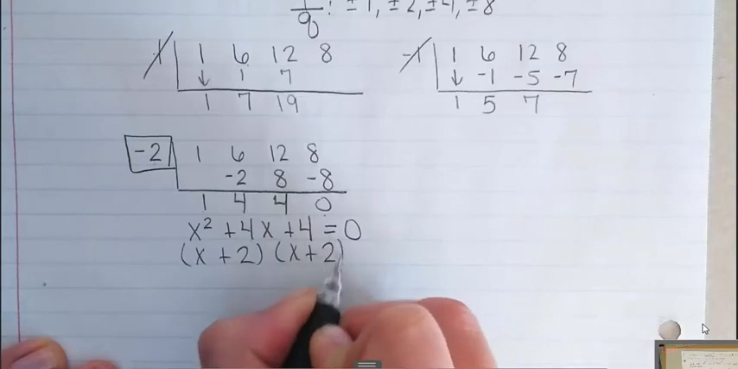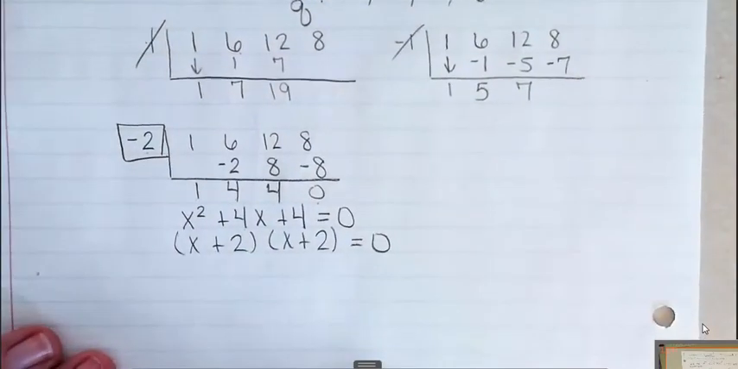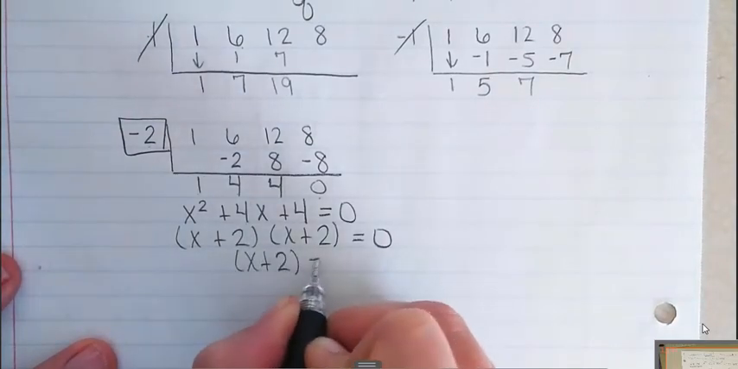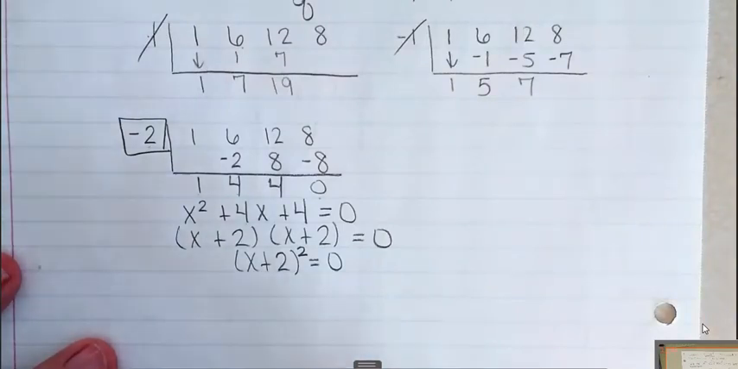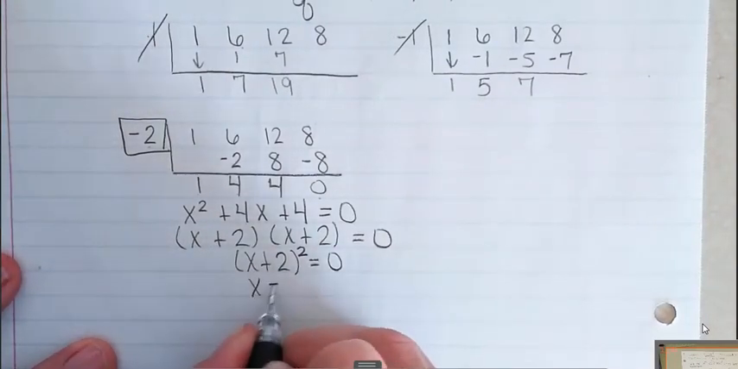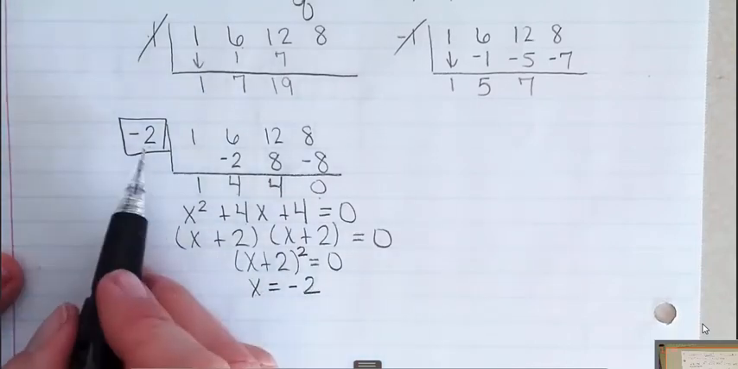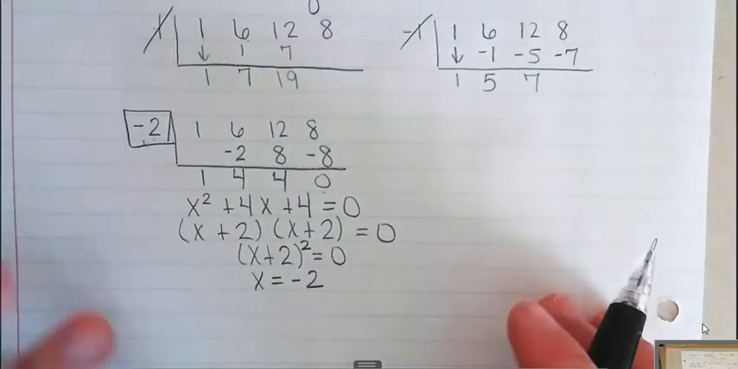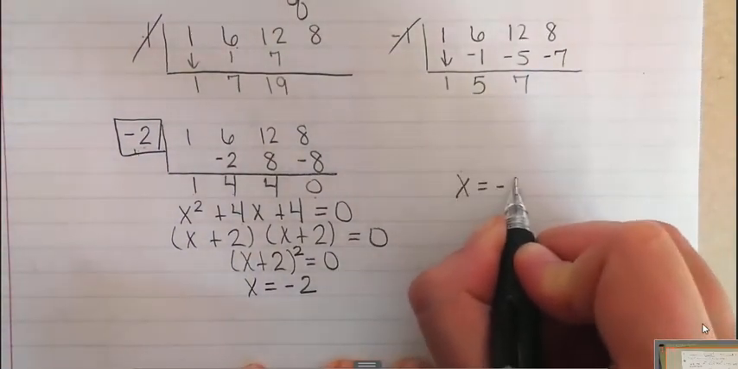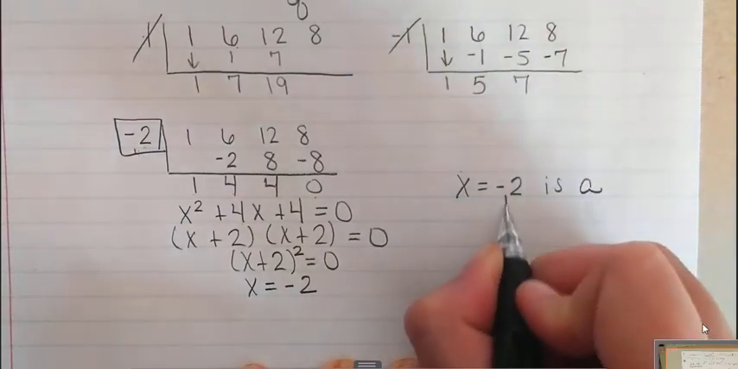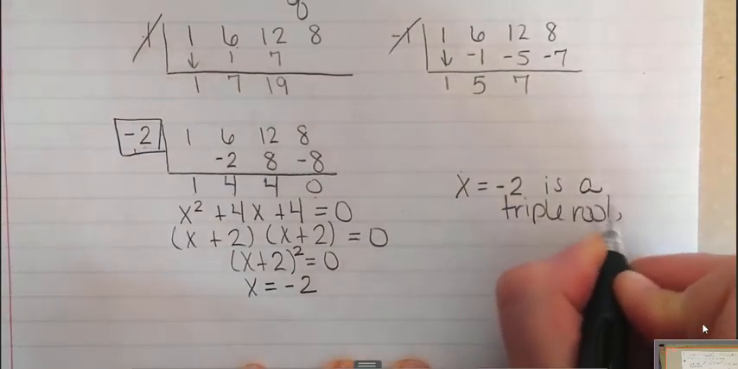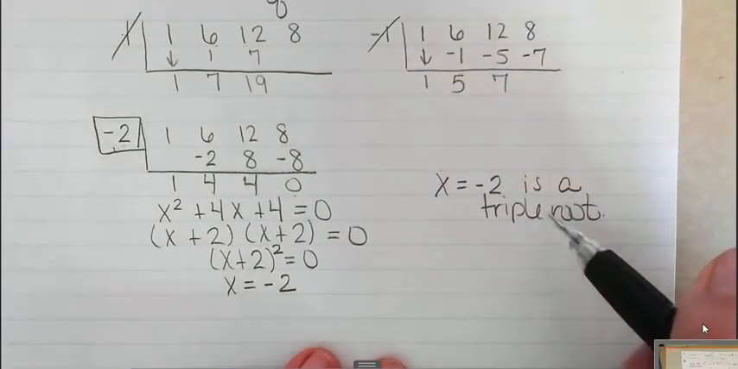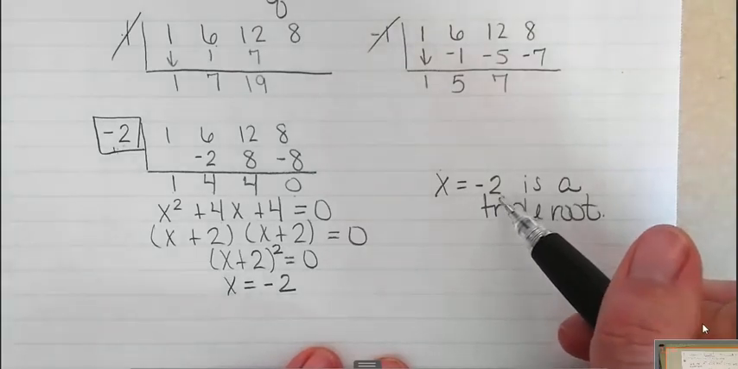So that tells me basically this is really x plus 2 squared, right? So I have a double root here of x equals -2, a double root, but really I had another x equals -2. So I have a triple root of x equals -2. So we're going to say x equals -2 is a triple root. So that tells me that if I was to graph this, it would really flatten out right at -2, and then it'll cross the x-axis.